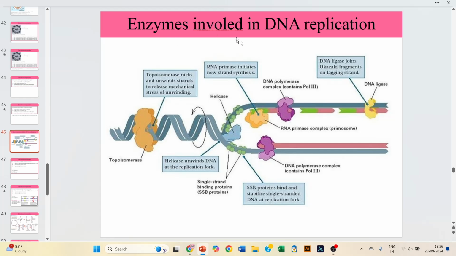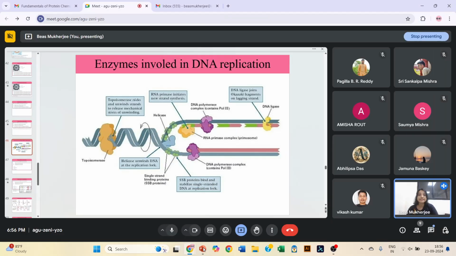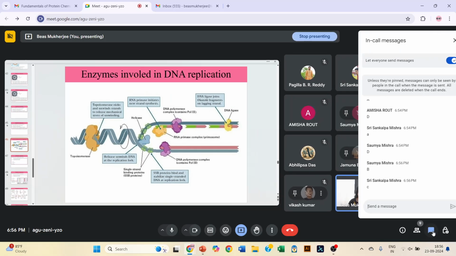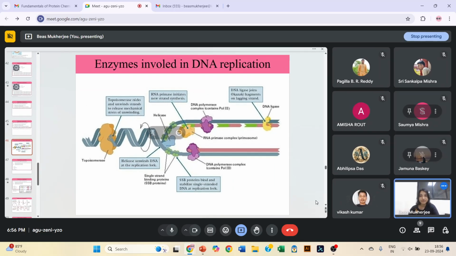Now, we will go through the enzymes involved in DNA replication at a glance. So, the first and the most important enzyme is DNA helicase. What does helicase do? You know that DNA is present as a helix. Now, what helicase does is, helicase unwinds the DNA and forms the replication fork.